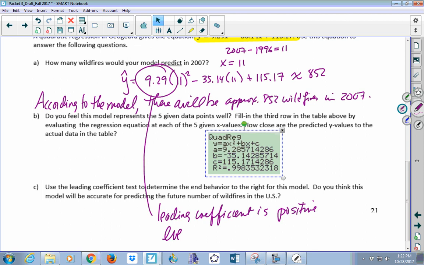and we have an even degree, which tells us that as time marches on, goes further and further out into the future, we know that the number of wildfires will also increase to infinity. So they'll continue to keep increasing. So now what we have to determine is whether we think this is realistic for making future predictions.